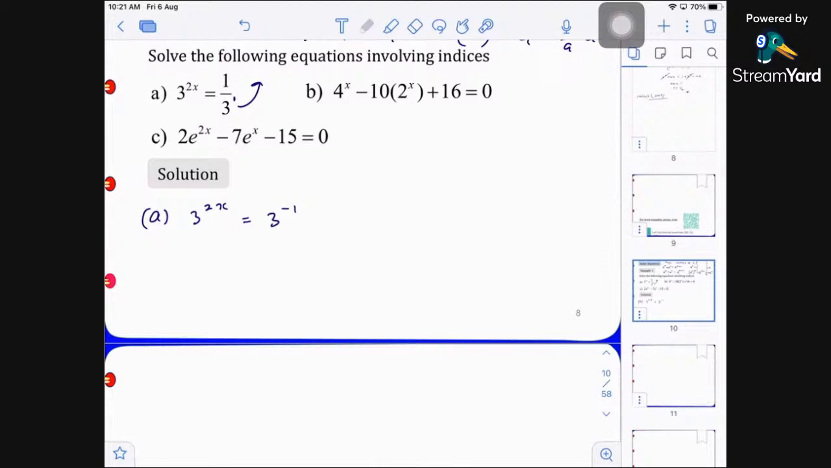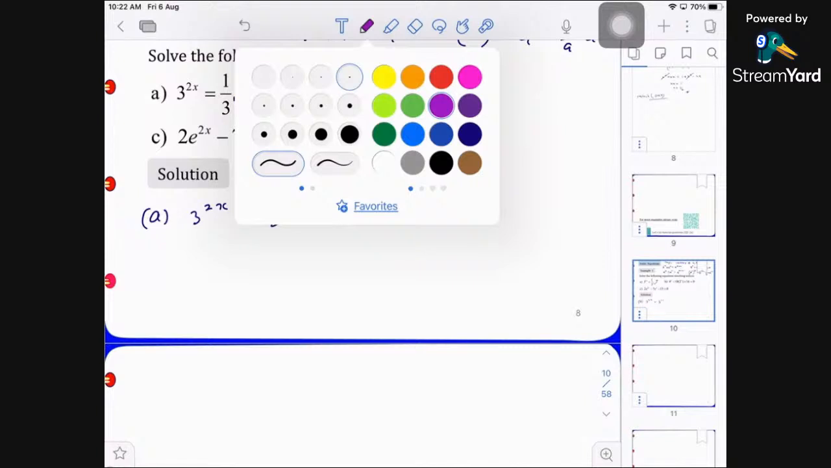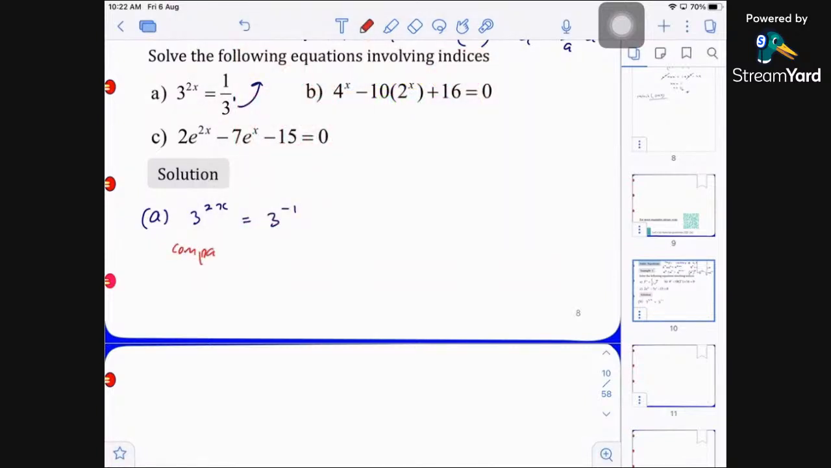Now, I notice some students do this. They cancel the 3. Cannot. That is the base, you cannot cancel the base like that. It is wrong. Or some of you say get rid of. It's not get rid of. Actually, the basic concept here is we are comparing. We compare the indices with the indices because the base is already the same. Understand the concept. So from here, we get 2x equals negative 1, x equals negative 1 over 2.